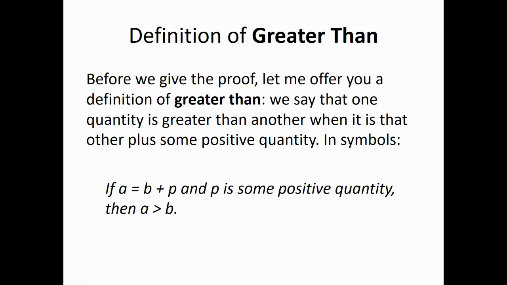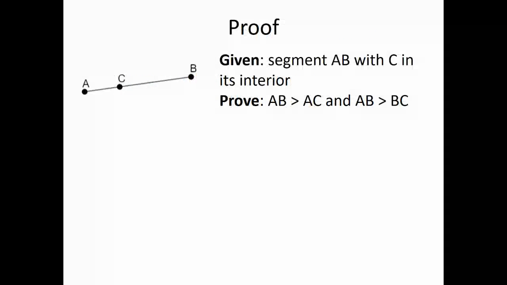Of course, 5 is greater than 3. And why is 5 greater than 3? Well, 5 is equal to 3 plus 2. That is, 5 is 3 plus some positive quantity. And so for us then, by the definition of greater than, it follows that 5 is greater than 3. And that's what you will use in this case. So we have segment AB with C in its interior. And we wish to prove that AB is greater than AC and AB is greater than BC.